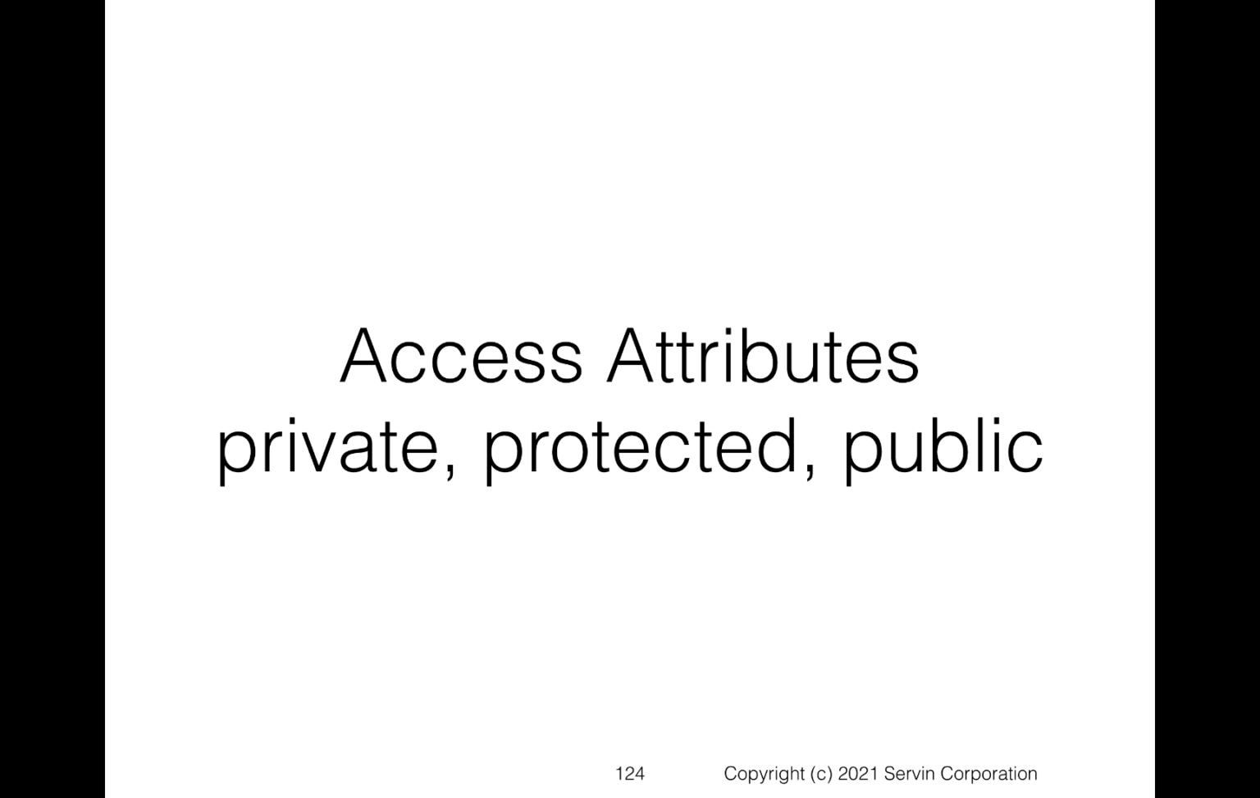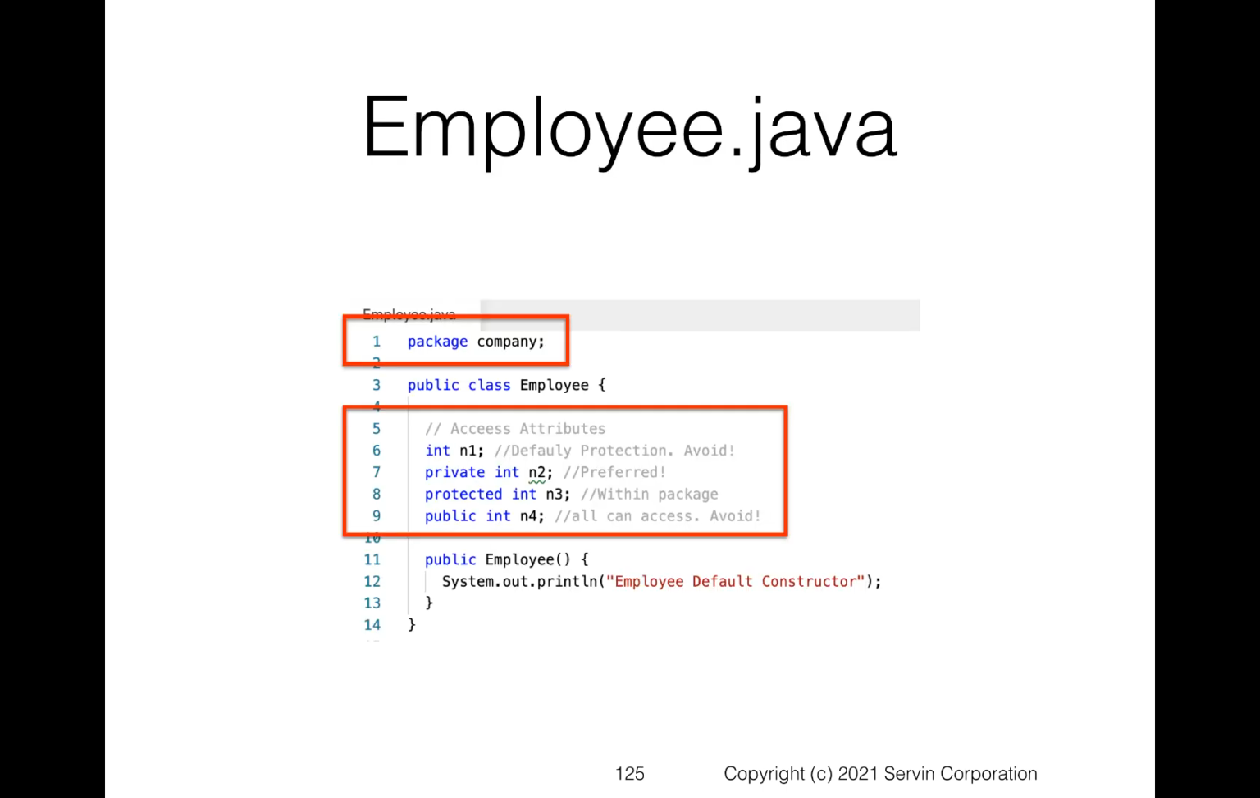Let's look at access attributes. We can have private, protected, and public. So let's go ahead and, since we just mentioned putting things in a package, take our employee and actually create a package. We'll call the package company. So we've got a package called company.